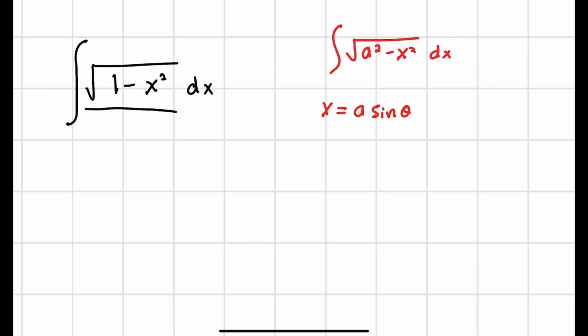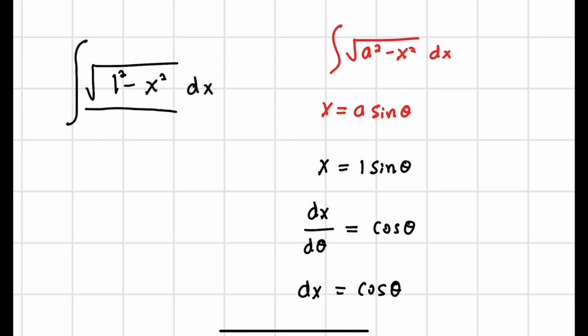So let's do an example here. In our example, we have 1, which is actually equal to 1 to the power of 2, minus x squared. So let's substitute x equals 1, which is our a value, times sine theta. And let's find the derivative of this with respect to theta, which is simply cosine theta. This can be rearranged as dx equals cosine theta d theta. And let's move all of this and clear some space.